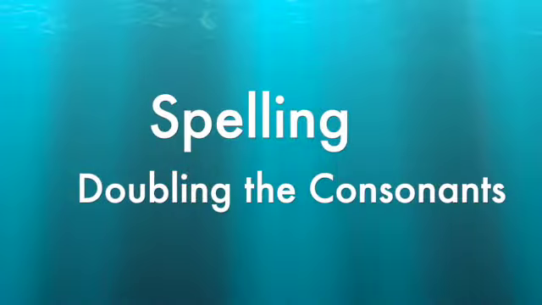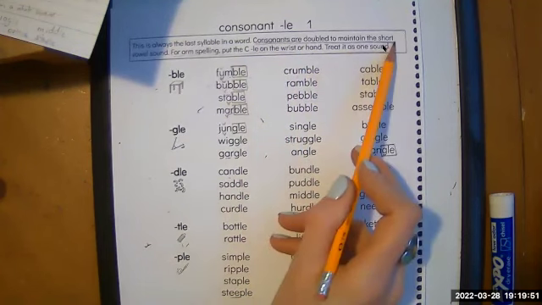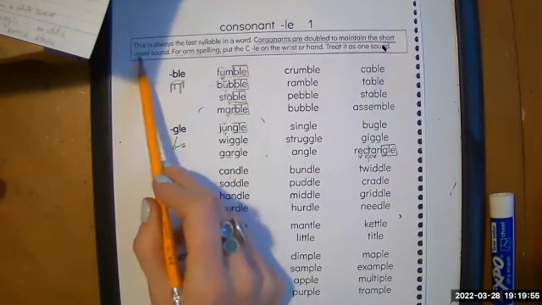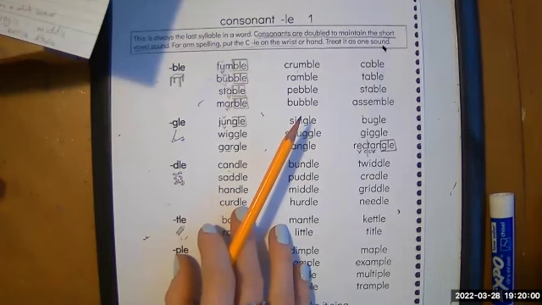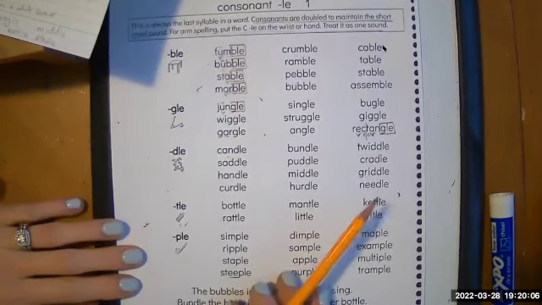Important piece is the spelling piece. And this part up here, consonants are doubled to maintain the short vowel sound, is an important part for the spelling piece. This can get a little tricky. What you may want to do before you even start dictating words for spelling, you may want to do a word analysis.